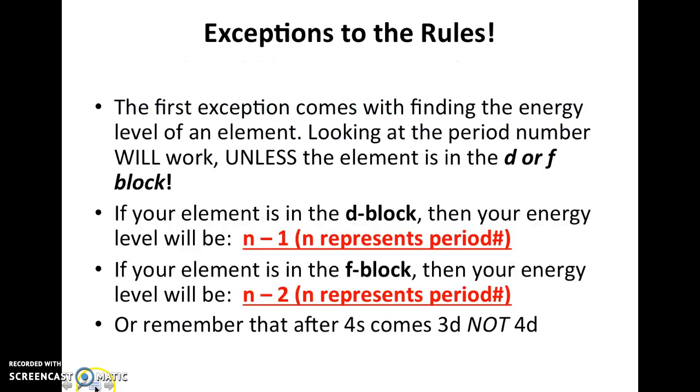There are exceptions though, exceptions to the rules. That means this is the part that will be tricky. The first exception comes with finding the energy level of an element. Looking at the period number will work unless the element is in the D or F block. If your element is in the D block, then your energy level will be N minus 1, where N represents the period number. If your element is in the F block, then your energy level will be N minus 2, where N represents the period number.